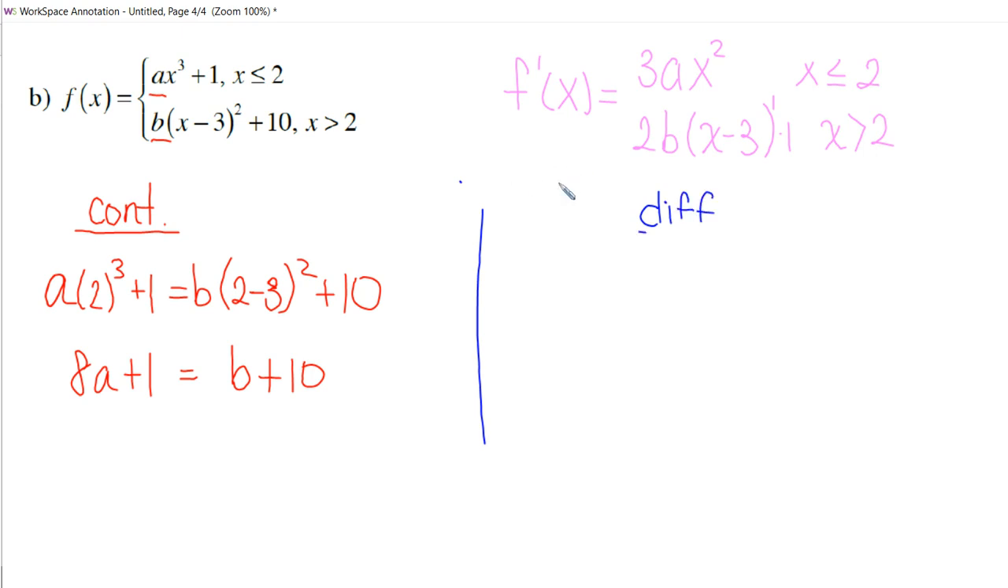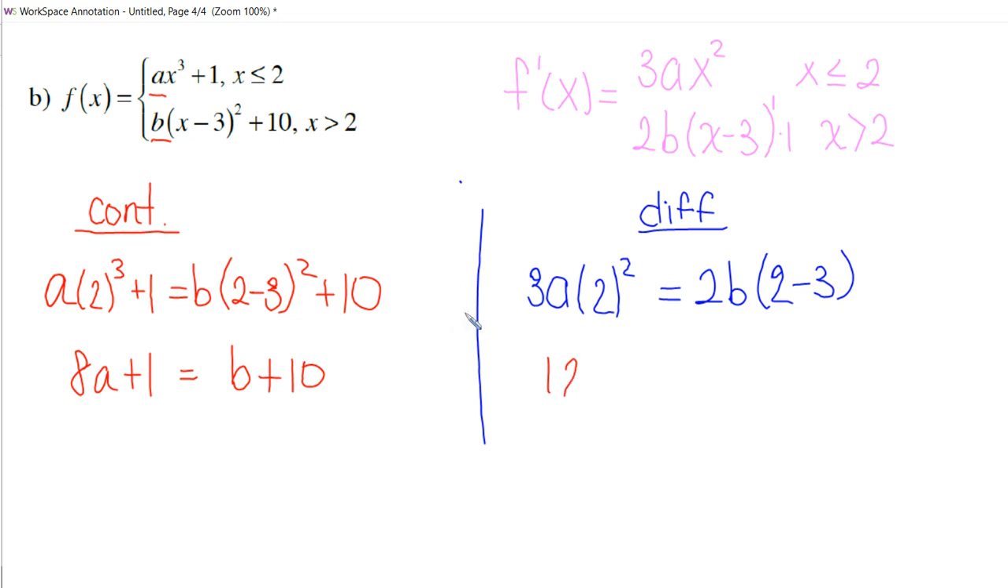Let's do the differentiability part. We know that if I plug in 2 into both of these, it needs to be the same. So it's 3a times 2 squared must equal 2b times 2 minus 3. 2 squared is 4, so now 4 times 3 is 12a equal negative 1 times 2 is negative 2b. So our b is negative 6.